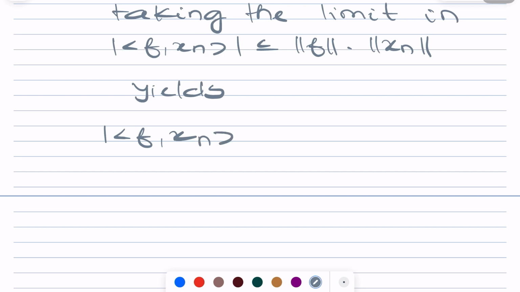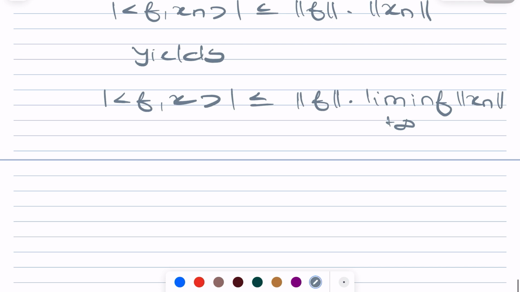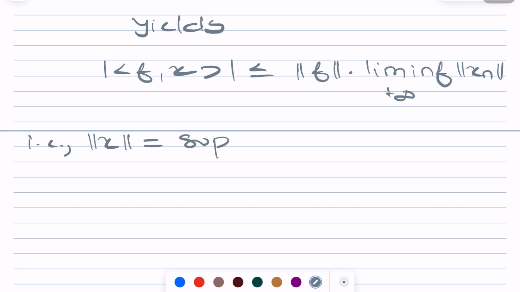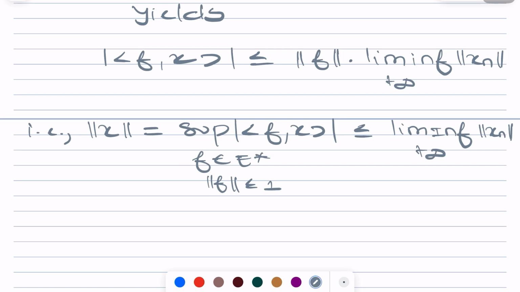So this will become f(x), which is less or equal than the norm of f times the limit. And then you use the fact that the norm of x is nothing else than the supremum of the absolute value of f(x) over the f in E star such that the norm of f is less or equal than 1. So this will be less or equal than the liminf. Good. So the second point is done.